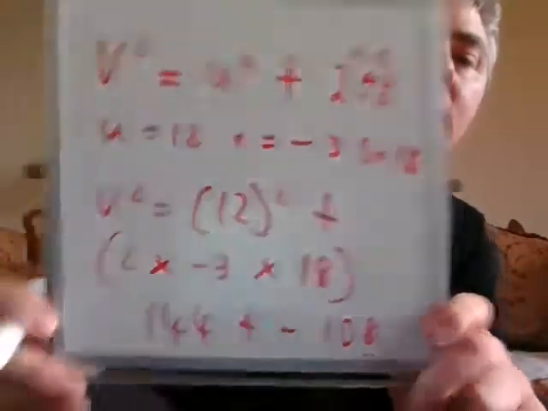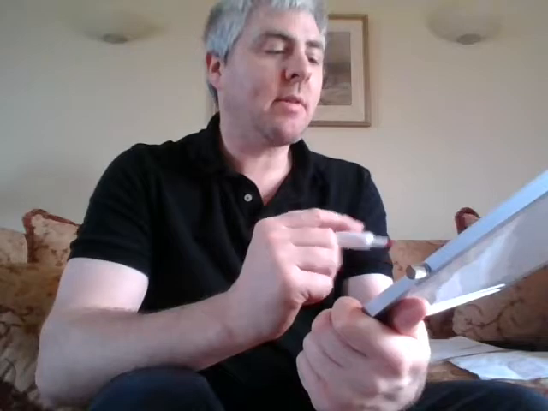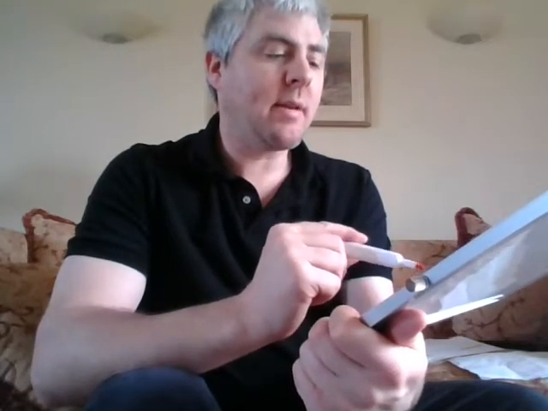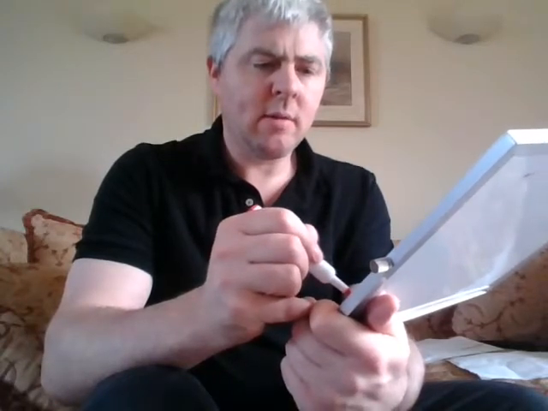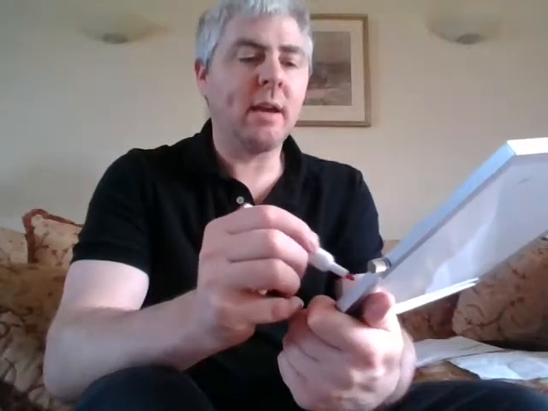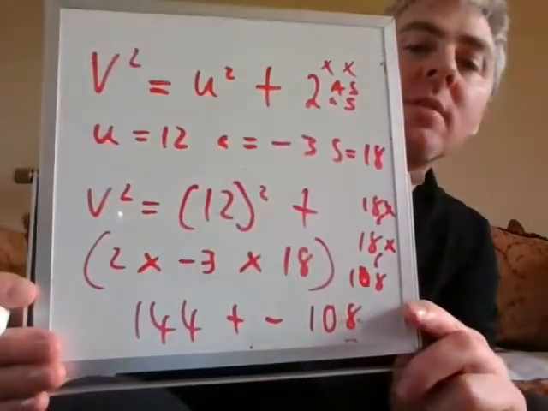So then it's 144 from that 12 squared bit, plus minus, and the plus and the minus is a minus, 108. That's 108 there. So 2 times minus 3 is minus 6, and 6 times 18 is 108. So I put 18 times 6, just to remember that that's what we're doing there.